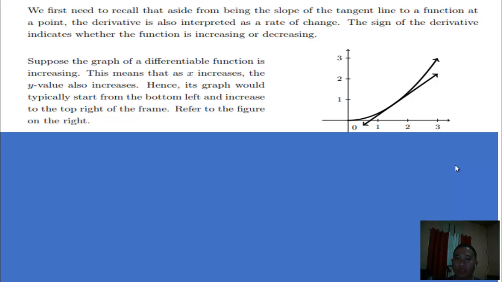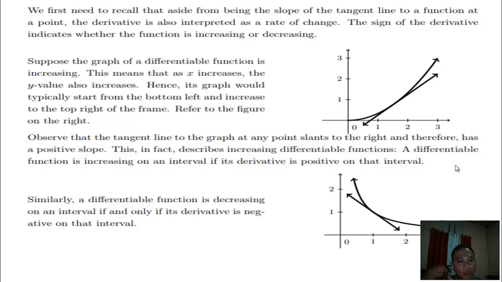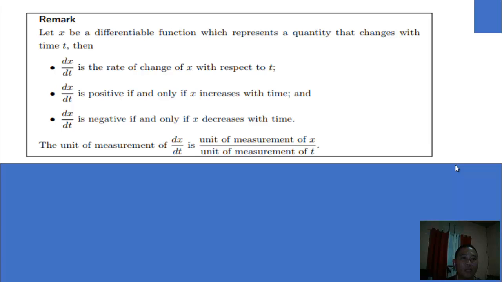Function f of x. If the first derivative is positive, it means the rate of change is increasing. If the first derivative is negative, then the rate of change is decreasing. And that is related to the slope, of course, the rate of change. Now, let's have a remark.